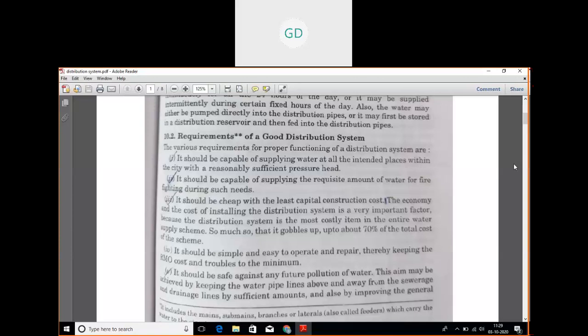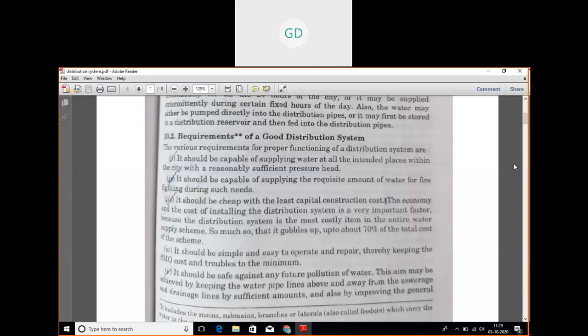Then the second point you see: it should be capable of supplying the requisite amount of water for firefighting during such needs, okay? So if in some place a fire breaks out, during emergency services, a good distribution system should be capable of supplying the proper amount of water during emergency needs.